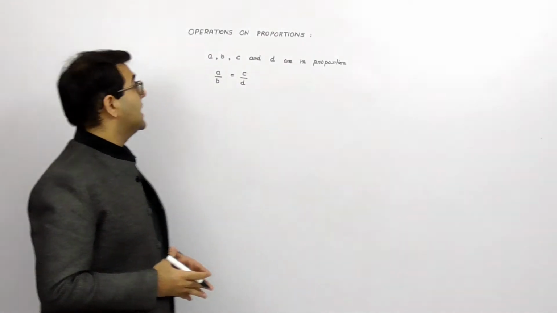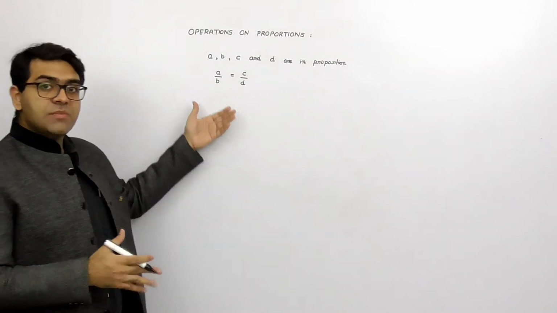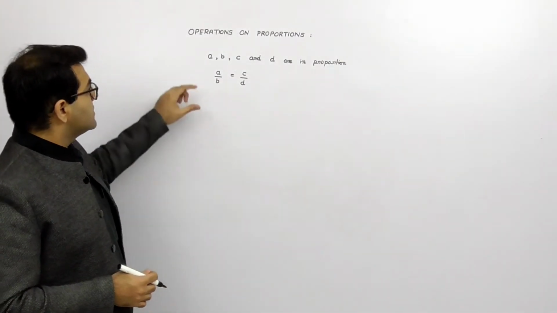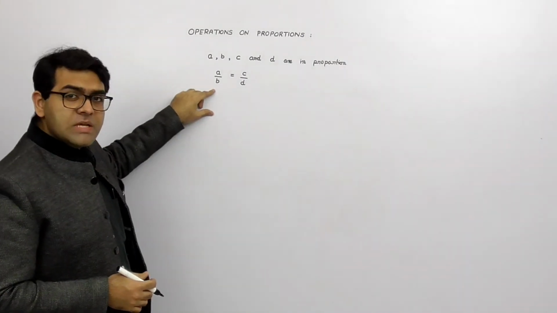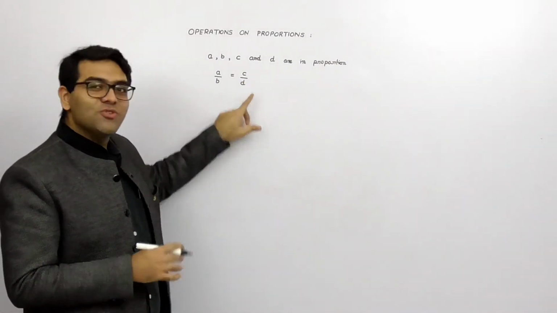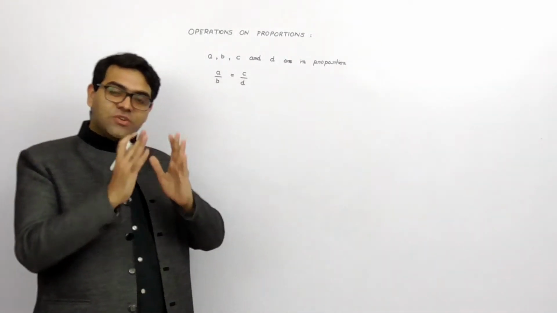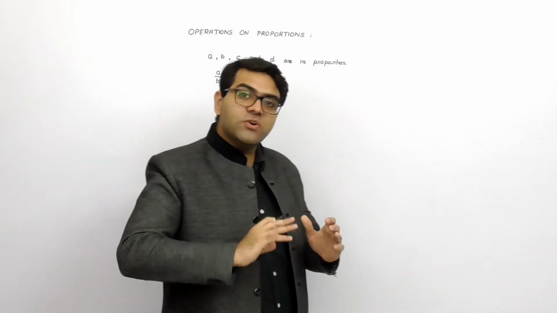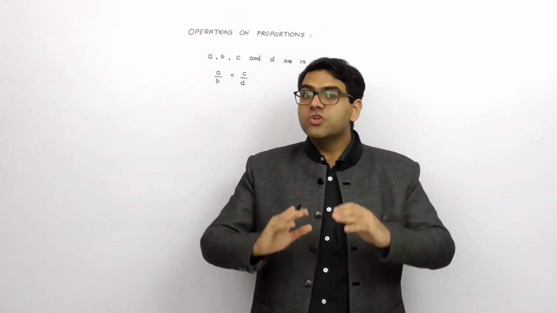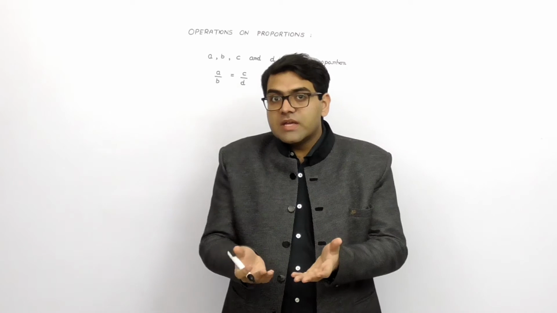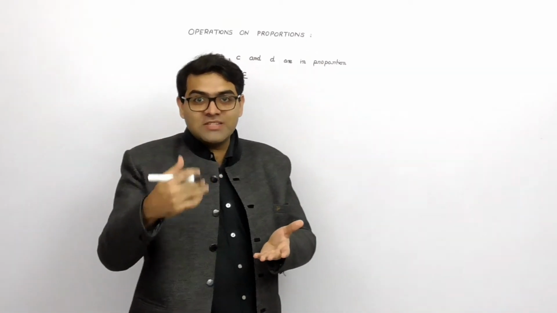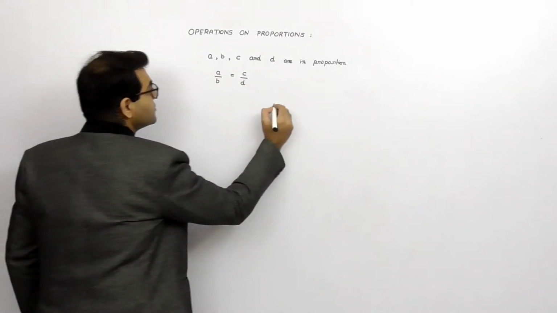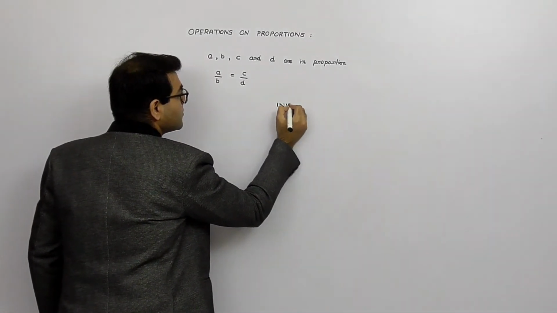To begin with, let us say that I've got four variables A, B, C, D which are in proportion. What does that mean? It simply means that the ratio of A and B is equivalent to the ratio of C and D. So A aur B ka ratio C aur D ke ratio ke equivalent hai. Ab agar A aur B ka ratio C aur D ke ratio ke equivalent hai, to kya iska inverse true hai? Kya B by A ka ratio D by C ke ratio ke barabar hona chahiye? Yes, hona chahiye. This operation is called as invertendo.